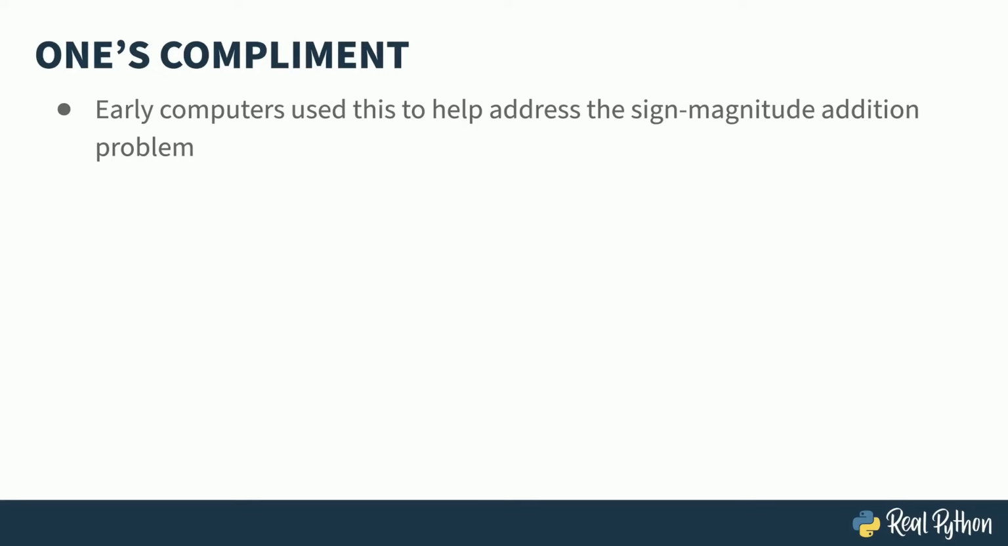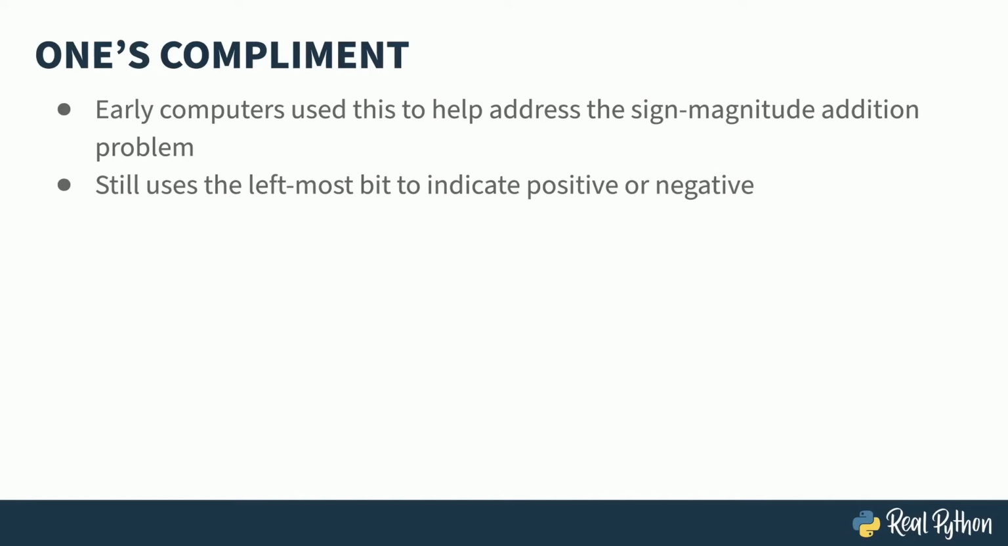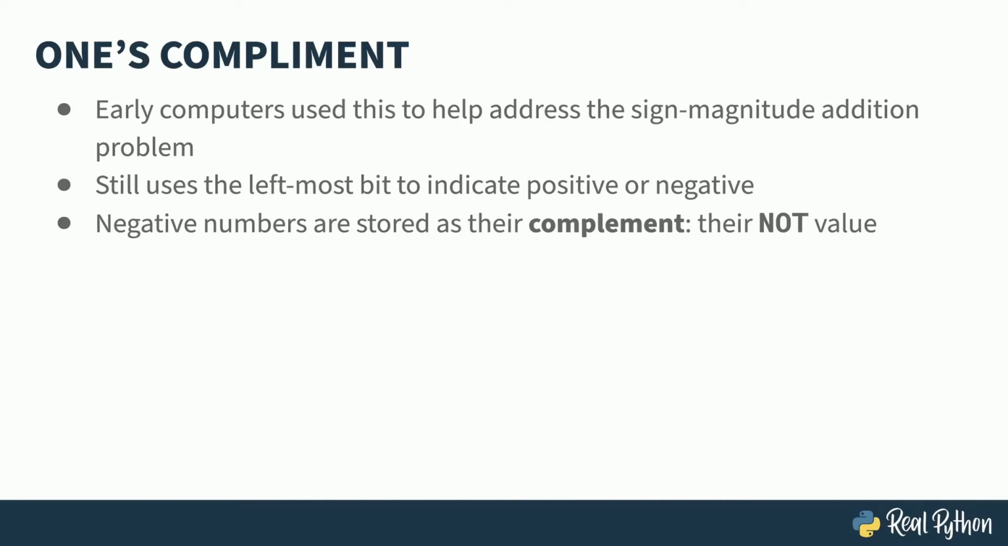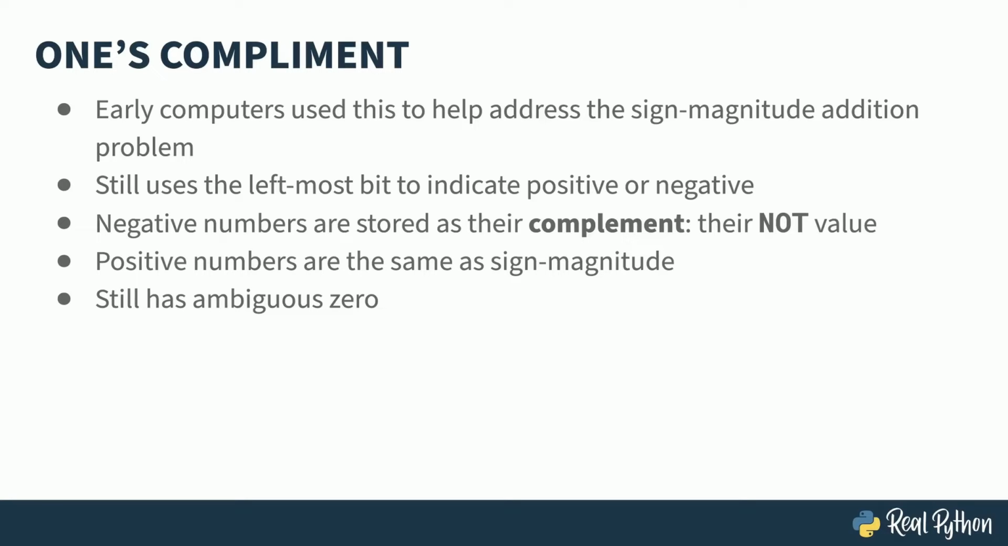An early solution to the problems with sign magnitude representation was 1's complement. The leftmost bit still indicates the sign, but the negative value is stored as its complement, i.e., all its bits are flipped. This weird little trick actually solves the addition problem. Positive values are the same as sign magnitude, only the negative values are different. 1's complement, like sign magnitude, still has an ambiguous zero. You can't have everything.